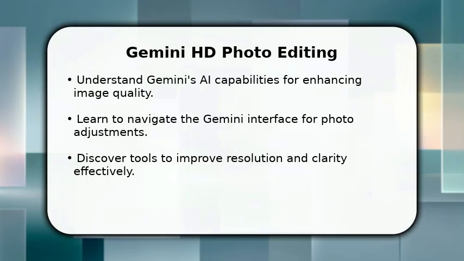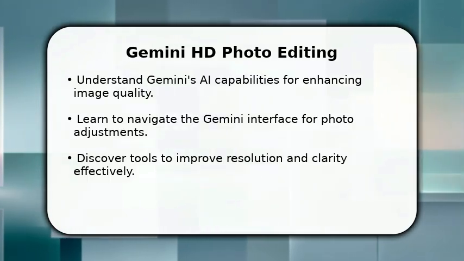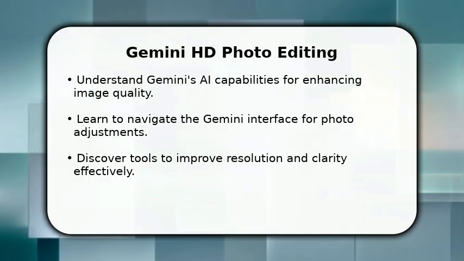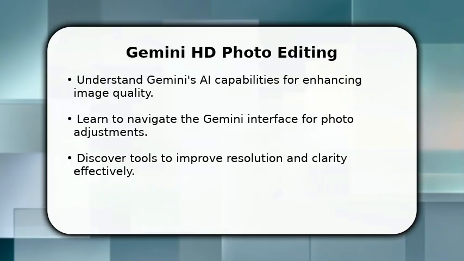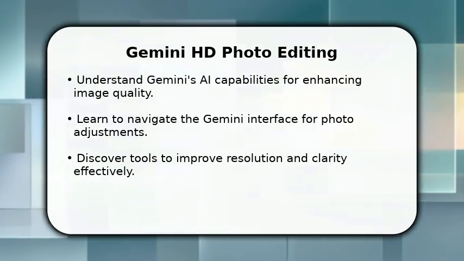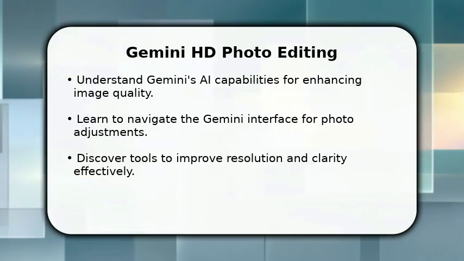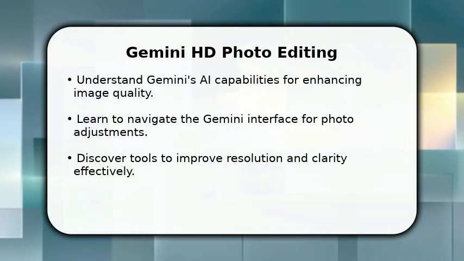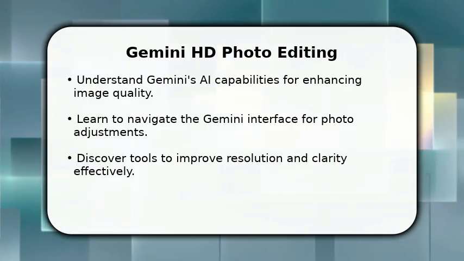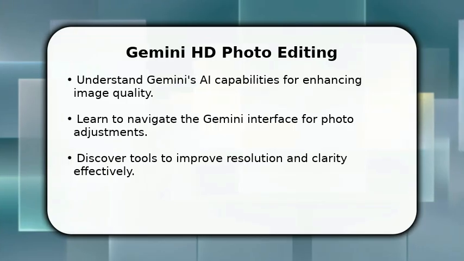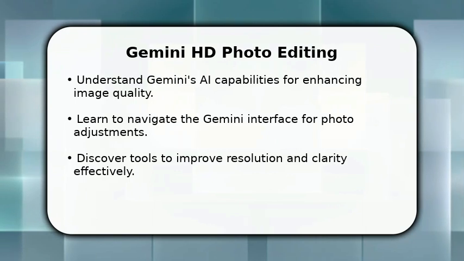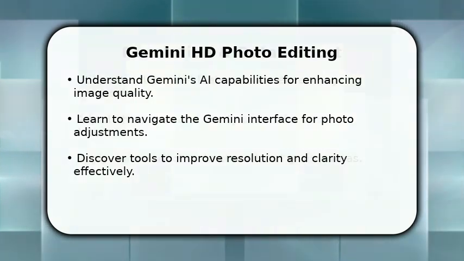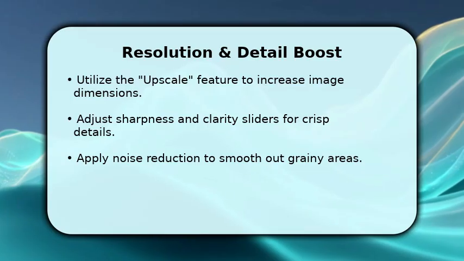Enjoy the video. In this video, I will explain how to achieve HD quality in Gemini photo editing. First, open your desired image within the Gemini application. Locate the enhancement tools, often found under an Edit or Enhance menu. We will focus on specific settings that dramatically improve visual fidelity. This initial step is crucial for setting up your editing workflow efficiently and getting the best results from Gemini's powerful AI features.